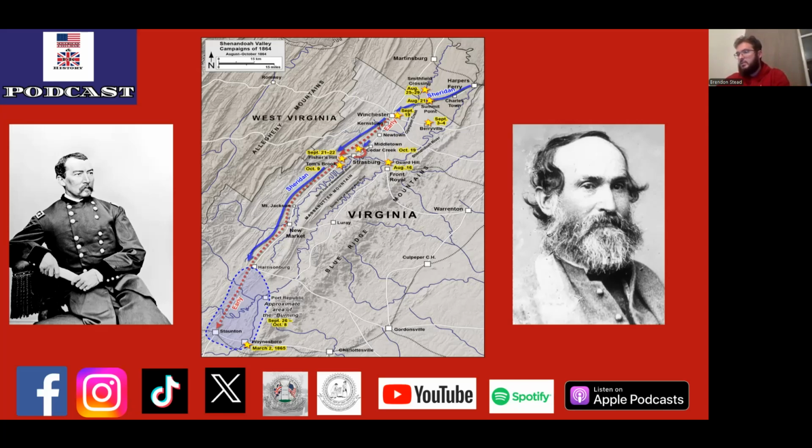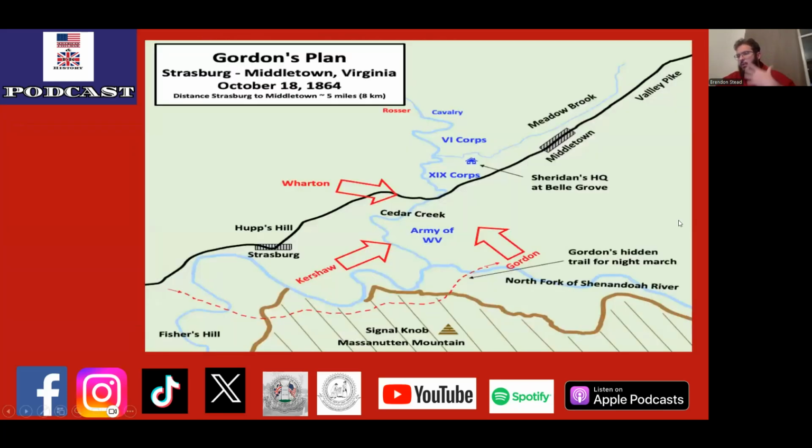So at Cedar Creek at 5 o'clock a.m., when the Confederates were scouting ahead, they knew they were going to attack the Union Army. So you have John B. Gordon, Kershaw, and Wharton, and they are going to attack the Union camps while the Union Army is asleep. So Gordon scouts.